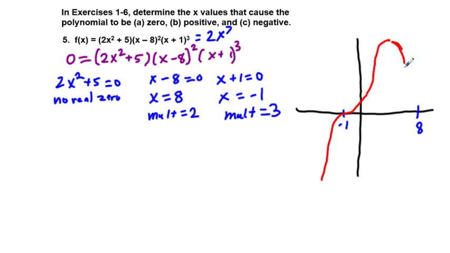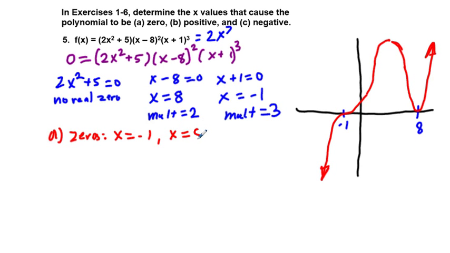And our multiplicity at 8 is what? 2. So at 2, we're going to touch the x-axis. At 8, we're going to touch the x-axis and resume upward flight. So conceptually, this is what our graph of our function is going to look like. And so we say we have our zeros. We have x equals -1, x equals 8.